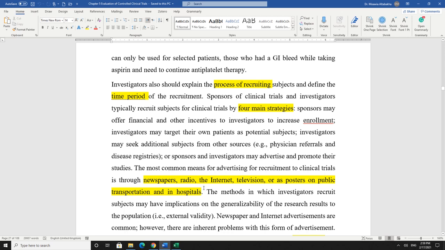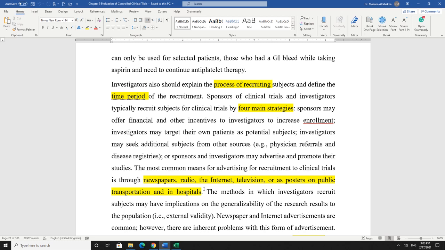are subjects recruited? Let's say there is a clinical trial and it requires subjects. How can this be done? How can they be recruited? Usually the sponsors, which are usually pharmaceutical companies who are paying the money, will offer financial incentives to investigators to increase enrollment. In order to make the investigators enthusiastic about getting more subjects, they will give them incentives. They will tell them, for every subject that you include in the trial or recruit to the trial, you get $1,000, for example.